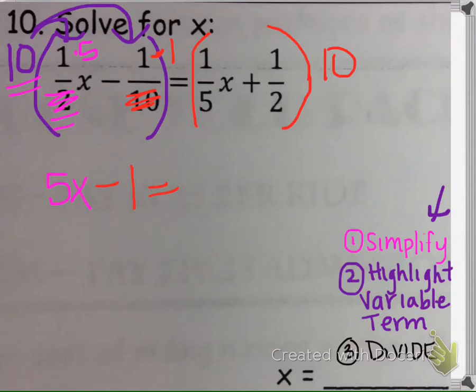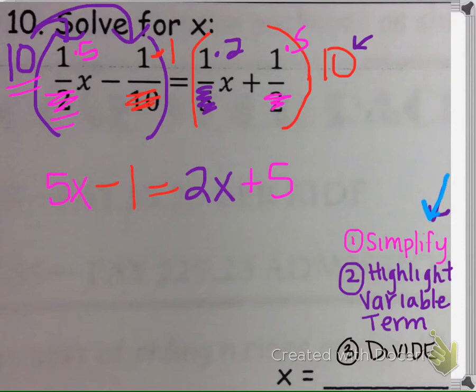Now we're going to come over here and we're going to multiply 1/5 by 10. So, using our strategy here, 5 goes into 10 twice. So, 1 times 2 is 2x. Now we're going to multiply 1/2 by 10, and using our strategy, 2 goes into 10 5 times, and 1 times 5 is 5. So that is called clearing the denominator. It gets rid of all the fractions by multiplying by the LCM.